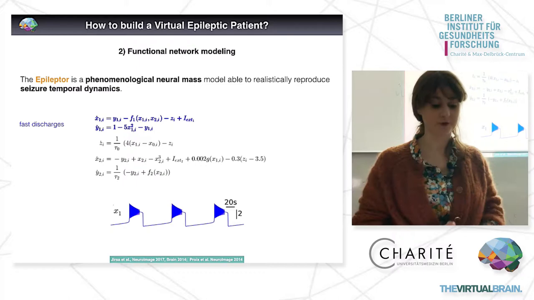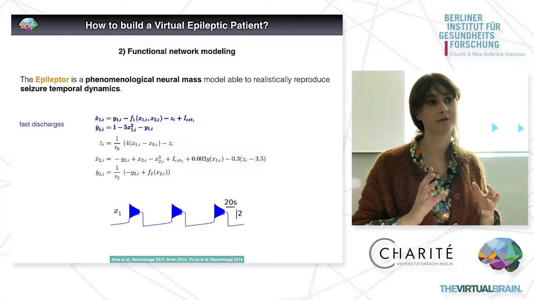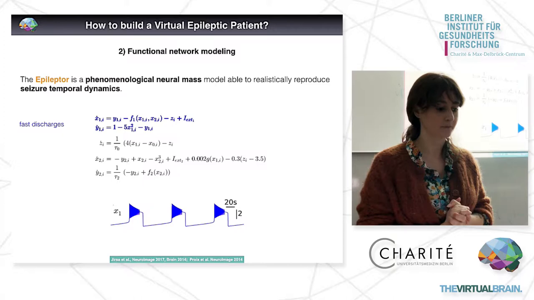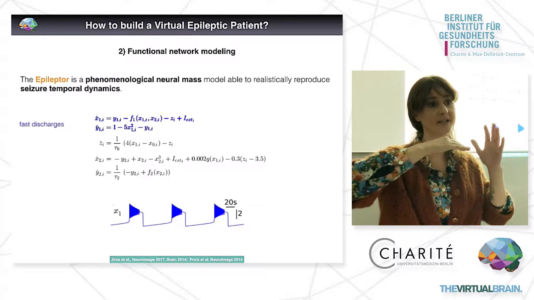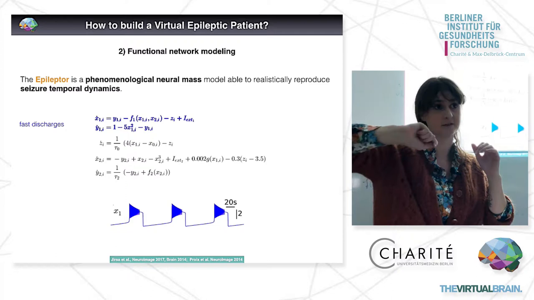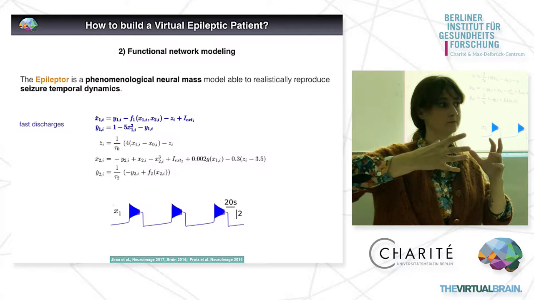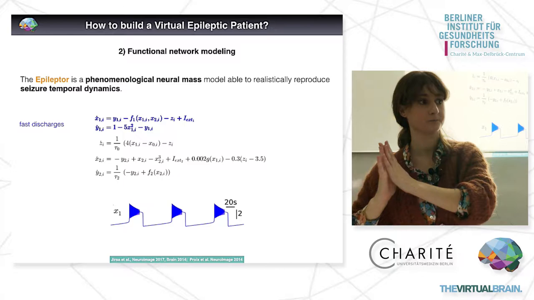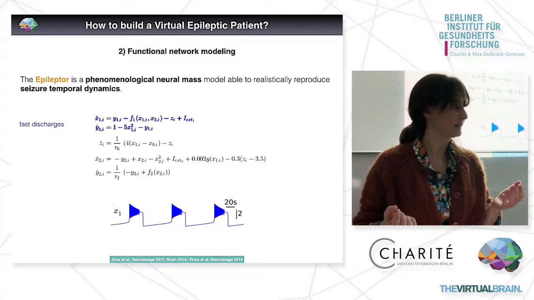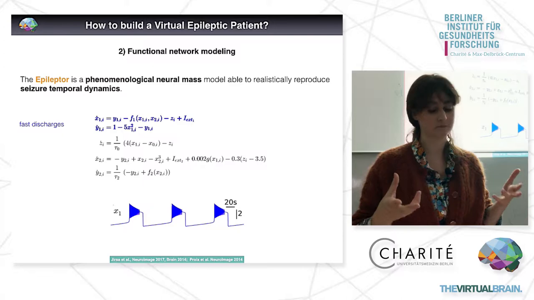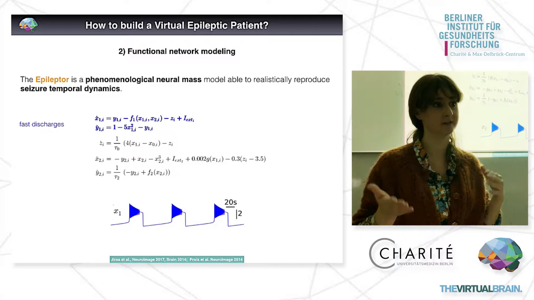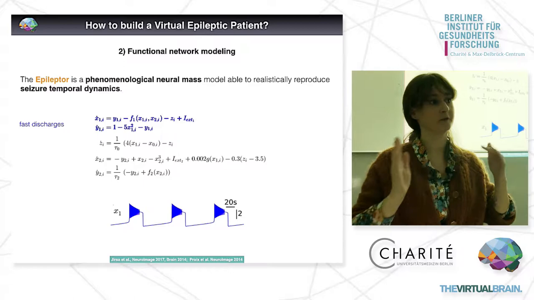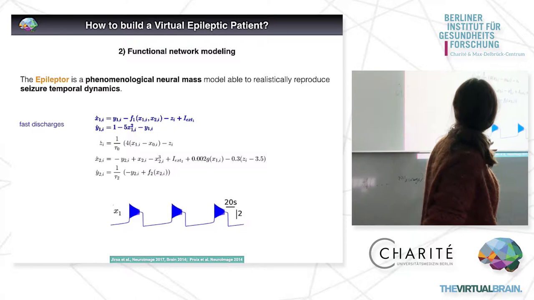I will not go into details, but just to link with the presentation of this morning with Andreas. In the seizures, we have this alternation of quiescent state and these fast discharges. It's what we call bursters. And these bursters we can classify depending on the type of bifurcation at the onset and the type of bifurcation at the offset. And the Epileptor is built on the fact that 80% of epileptic seizures have a certain type of onset-offset bifurcation. The onset is a saddle node bifurcation, and the offset is homoclinic. We will use this as a building block to define our equations.